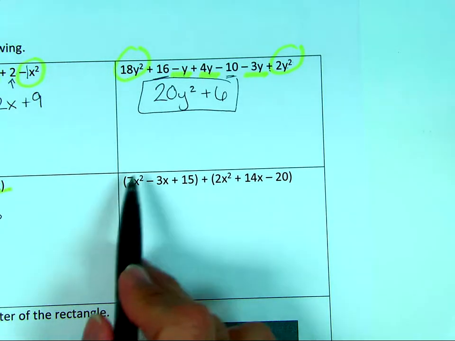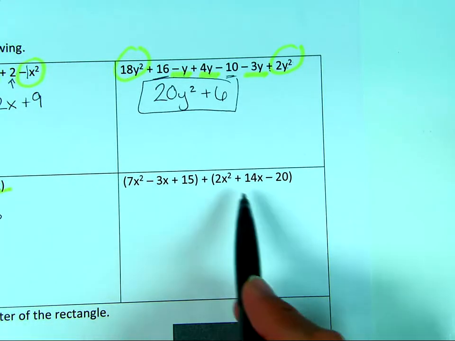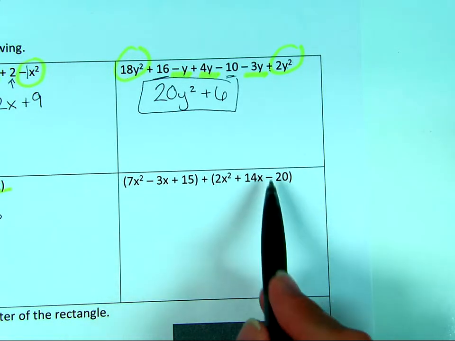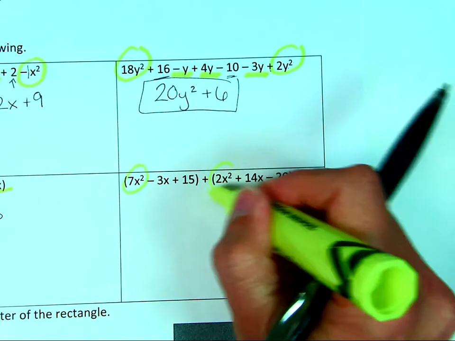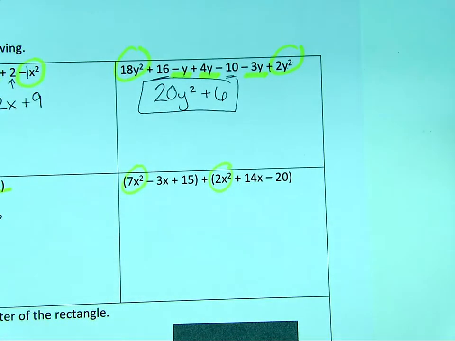That's a trinomial, a quadratic trinomial. I'm adding it to another quadratic trinomial. Actually, I'm going to do this one differently. Let me show you how to do this vertically.